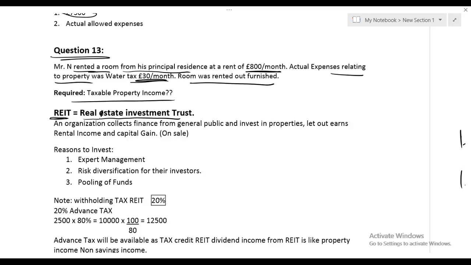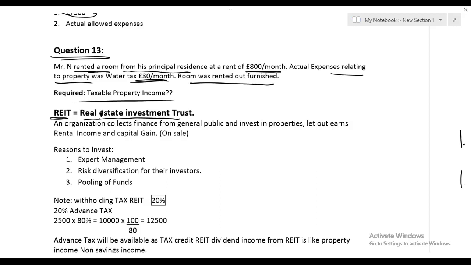Okay. Now, how is this trust going to give return to the shareholders? Very easy. This real estate investment trust is going to give return to the shareholders in the form of dividend, because a real estate investment trust is a company, and a company gives dividend to its shareholders.